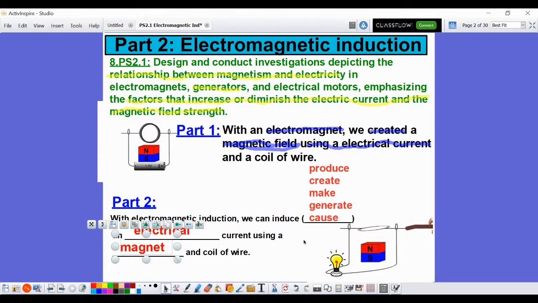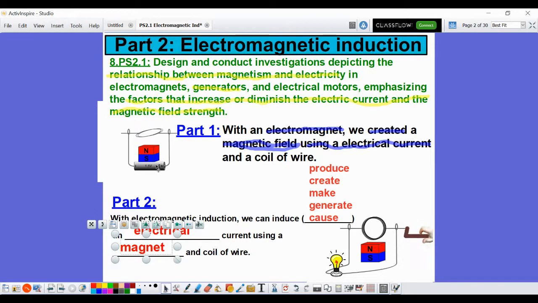We don't have a source of electricity. We are causing an electrical current to be formed by moving that wire in the presence of a magnetic field. So we are generating electricity. Okay. In part 1, we had an electrical current.